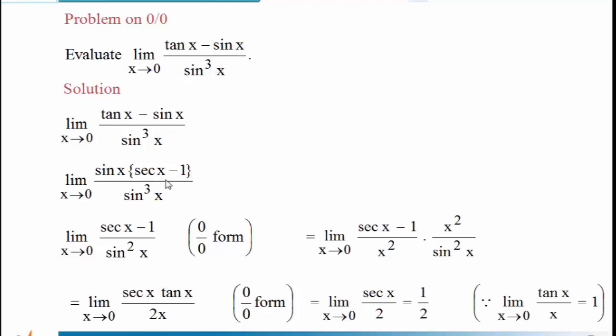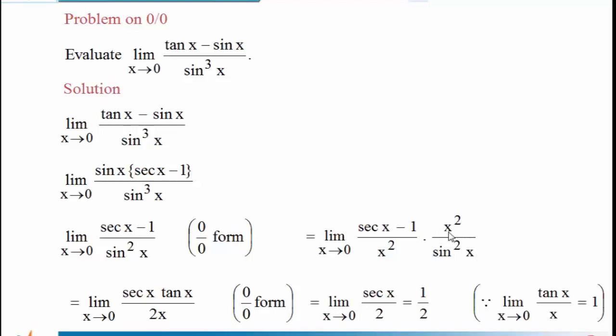So before applying L'Hospital rule we have to simplify. Taking sin x common, we get sin x into (sec x minus 1) divided by sin cube x. Here sin cancels, only sin square is remaining in the denominator. Then we have to multiply and divide by x square because we have to obtain such a structure, x square divided by sin square x.